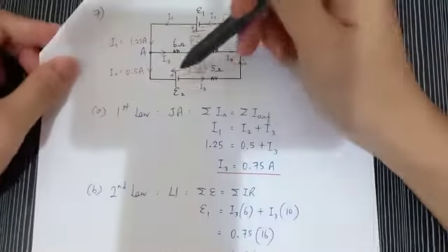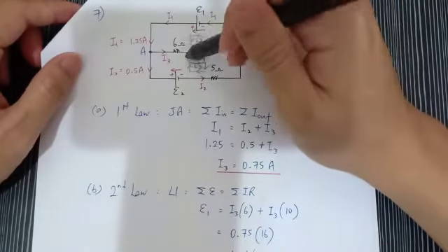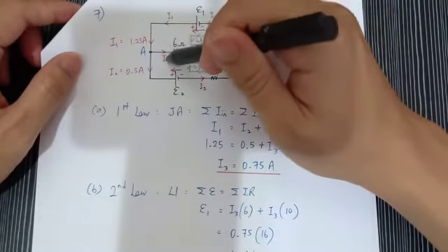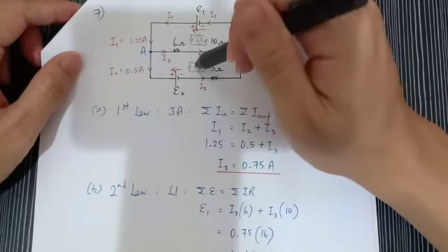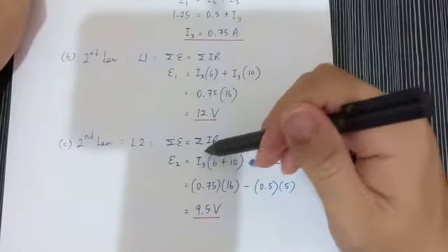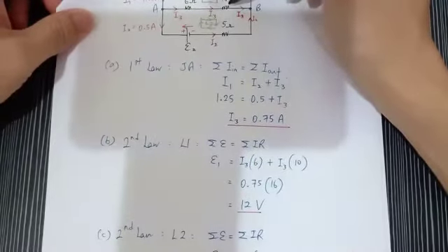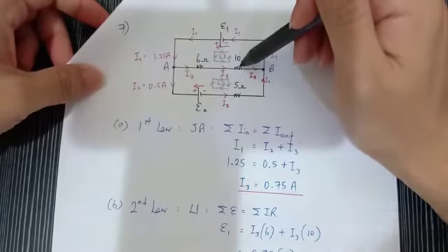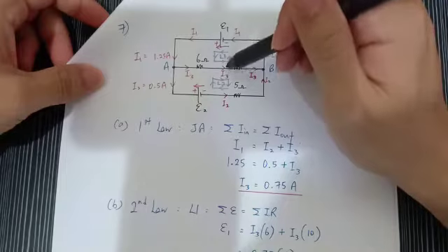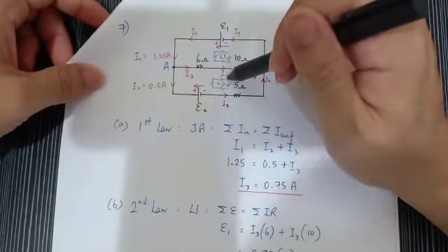Okay. Now look at resistors. We have 3 resistors here. So look at 6 ohm. 6 ohm is I3. I3 is in the same direction as the loop, so it is positive. I3 times 6. And then the 10 ohm. Okay, the current passing through 10 ohm is I3. I3 is also in the same direction as the loop. So for 10 ohm, I3 is positive.